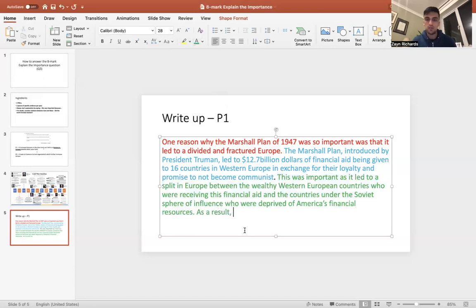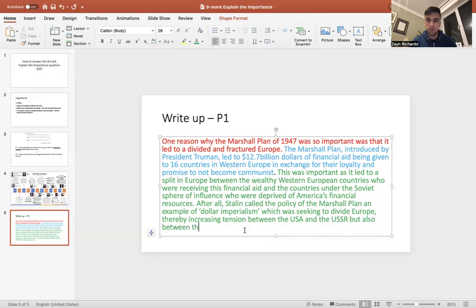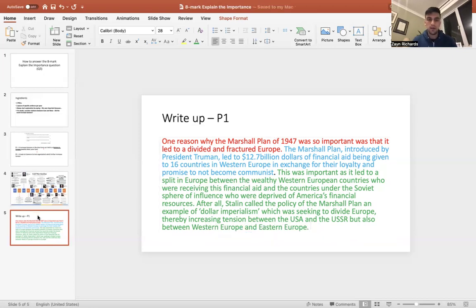After all, Stalin called the policy of the Marshall Plan an example of dollar imperialism, which was seeking to divide Europe, thereby increasing the tension between the USA and the USSR, but also between the West, between West Europe. Right, that's that basically. Now I need to do my second paragraph.